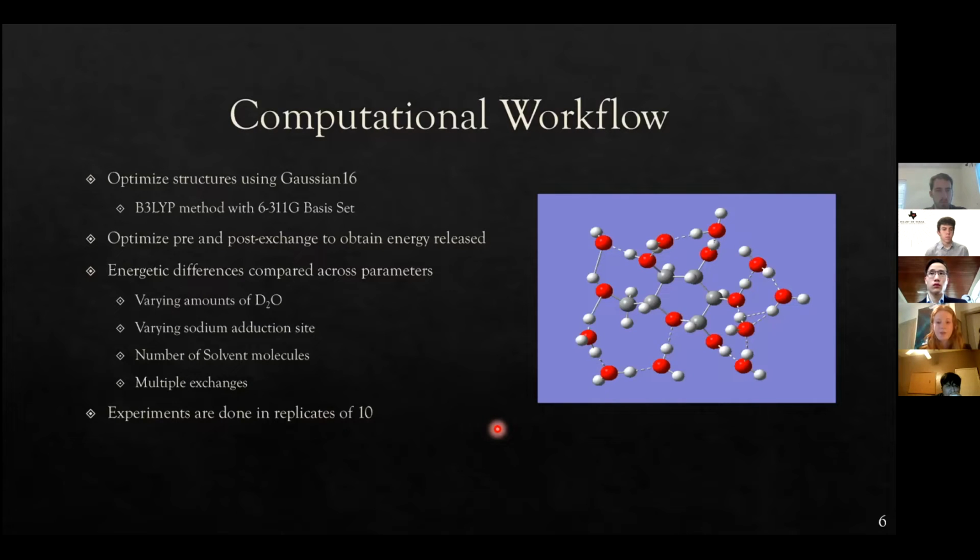So we vary the amounts of D2O in the first solvation shell. We vary the site of sodium adducts. Just to reiterate, those sodium adducts are what is allowing our sugar to be charged as we enter the mass spectrometer. And we vary the number of solvent molecules around our sugar, as well as the number of exchanges that have previously taken place on the sugar. All these experiments are done in replicates of 10, so error bars on all of the following graphs are going to refer to the standard deviation of those replicates.